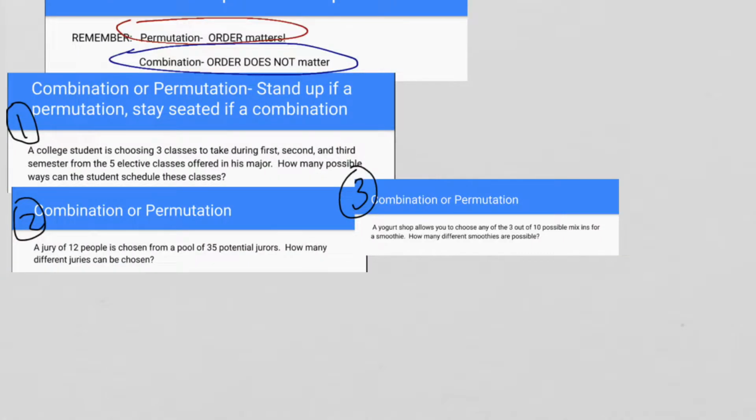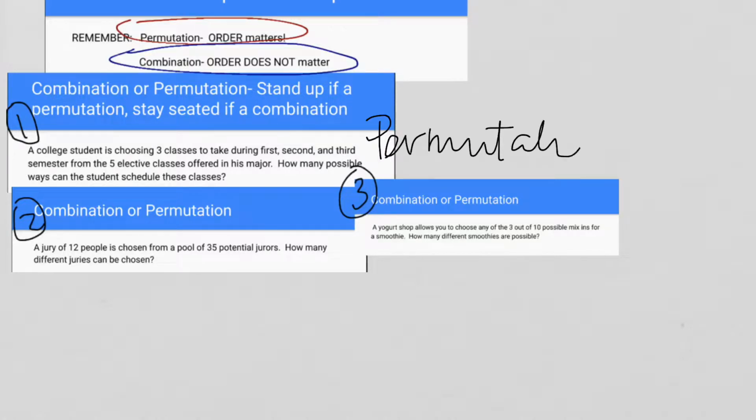All right, question 1, a college student is choosing 3 classes to take during first, second, and third semester from the 5 elective classes offered in his major. How many possible ways can the student schedule these 3 classes? Well, order is definitely important for these 3. So number 1 is a permutation.